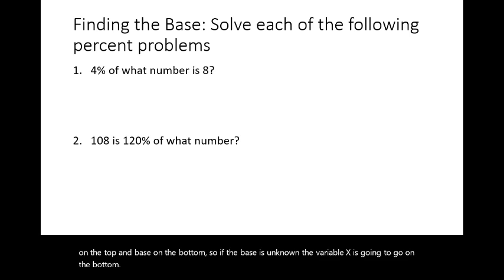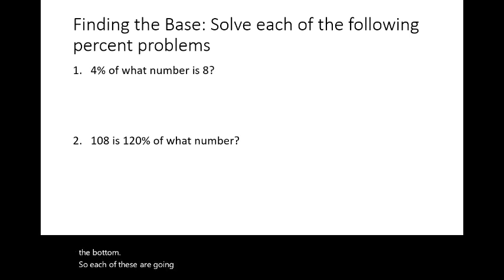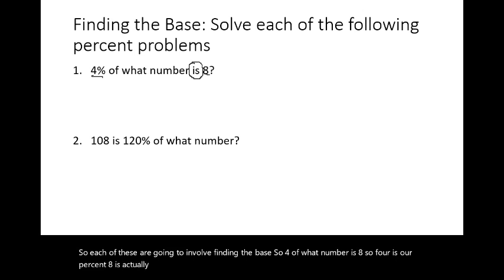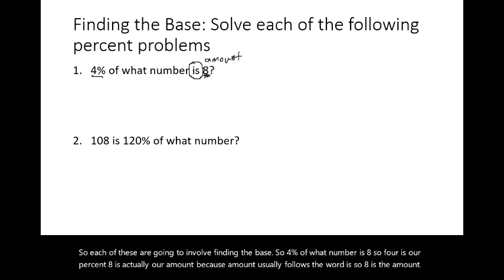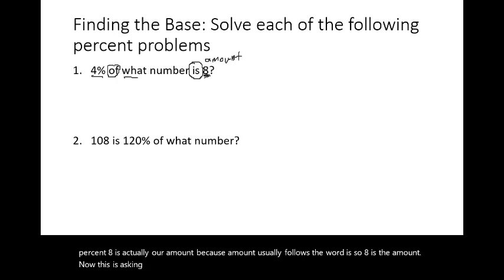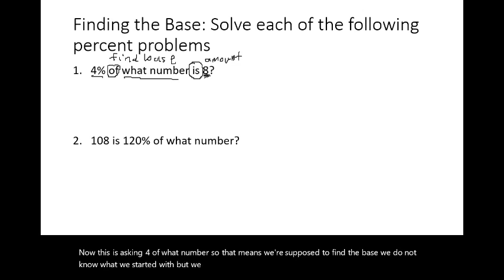So each of these are going to involve finding the base. So 4% of what number is 8? So 4 is our percent. 8 is actually our amount, because amount usually follows the word is, so 8 is the amount. Now this is asking 4% of what number? So that means we are supposed to find the base. We do not know what we started with, but we do know that we ended with 8.